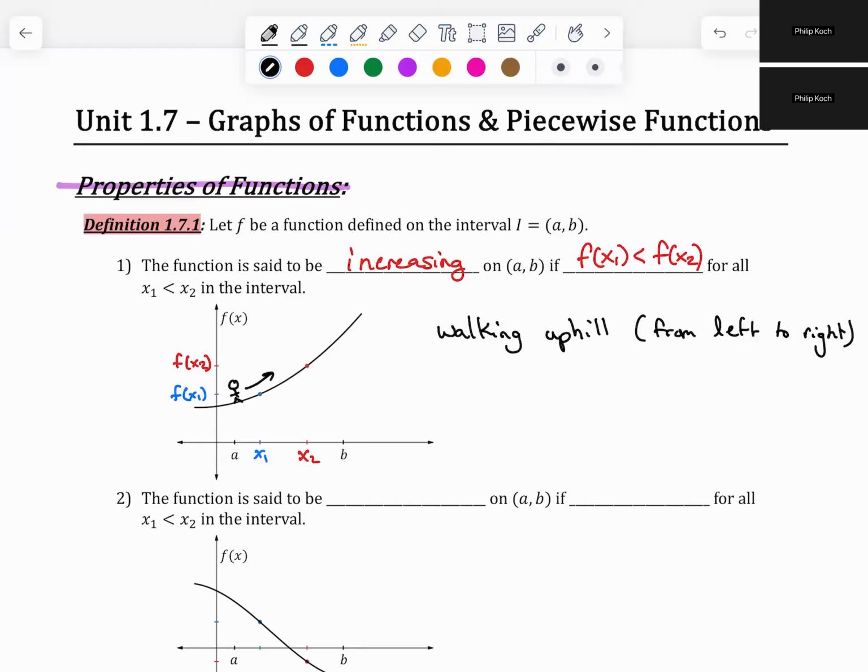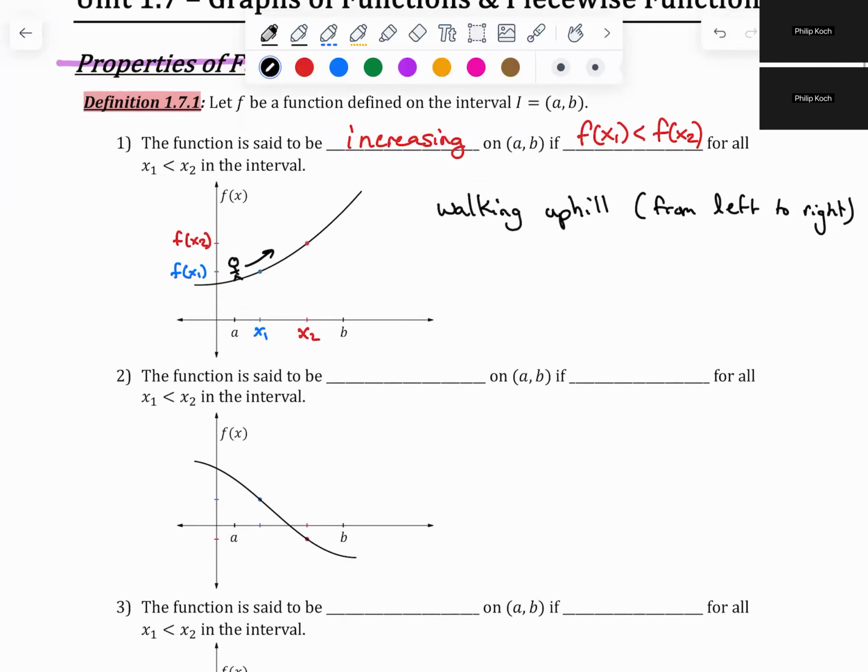A function is said to be decreasing on a comma b if f of x sub 1 is greater than f of x sub 2 for all x sub 1 less than x sub 2 in the interval. So the only thing that's changed in this definition is the word decreasing and then the sign, the direction of the inequality. In the context here, that would mean that the y value of x sub 1 is larger. So if you're further left, you're higher up.